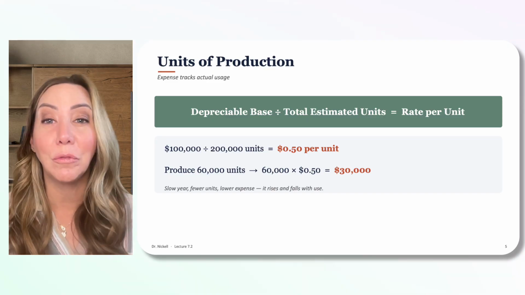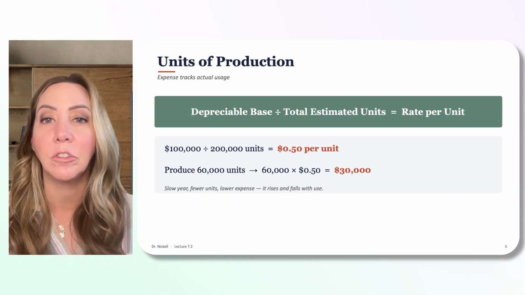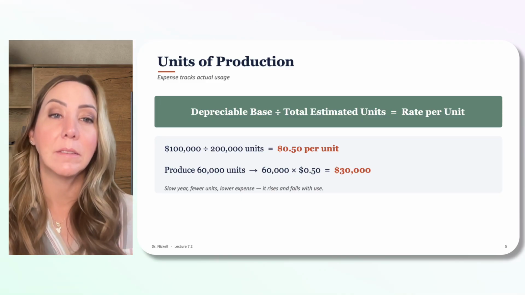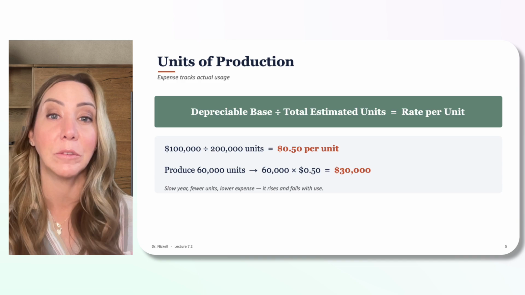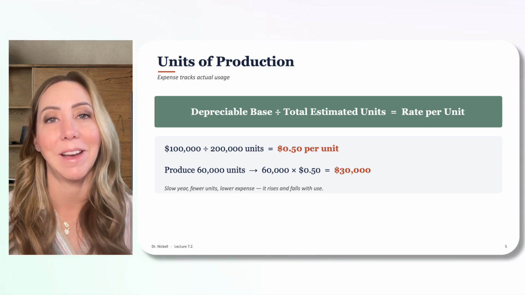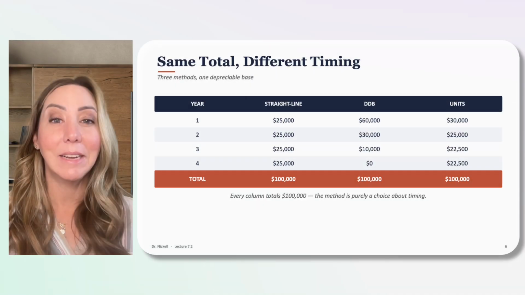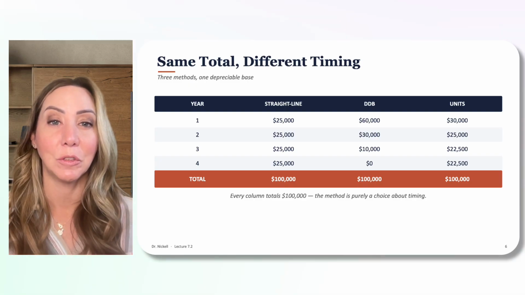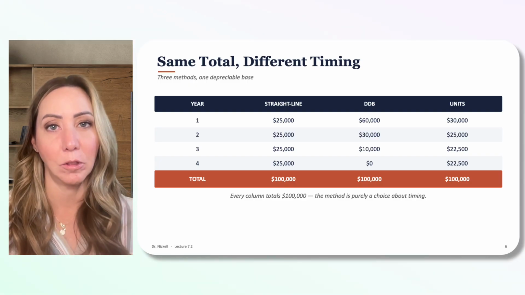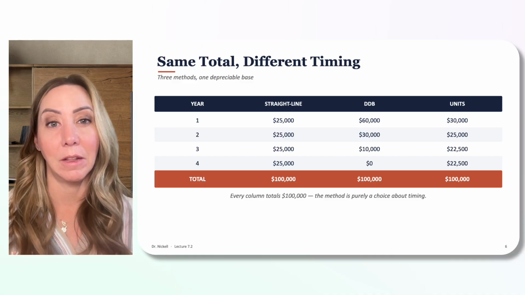In a slow year with fewer units produced, depreciation will be lower. The expense rises and falls with usage of the asset, which is exactly the point for an asset that wears out with use rather than with time. Now, let's look at the 3 methods side by side. Straight line gives us an even expense over time, where double declining balance front loads it. Units of production follows usage.